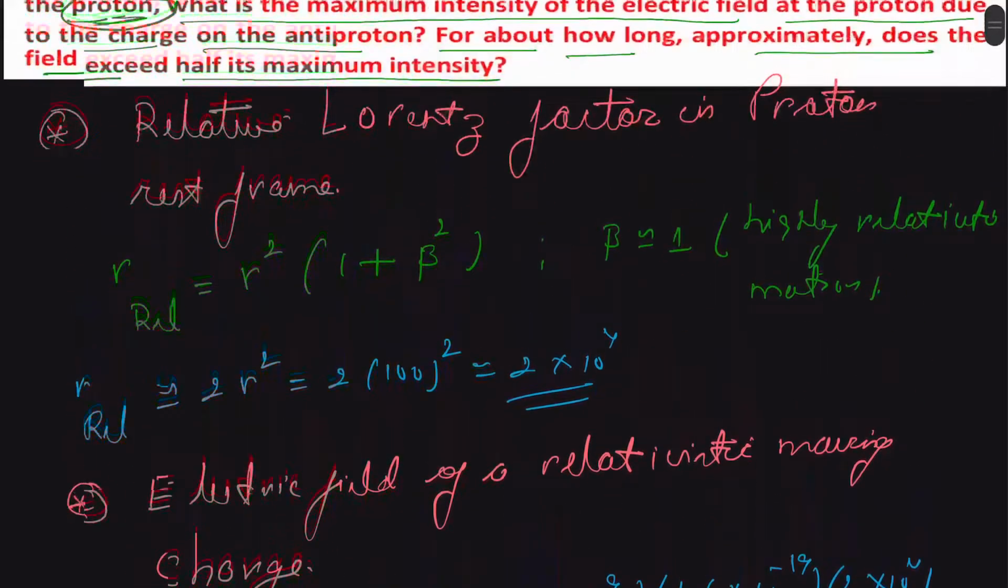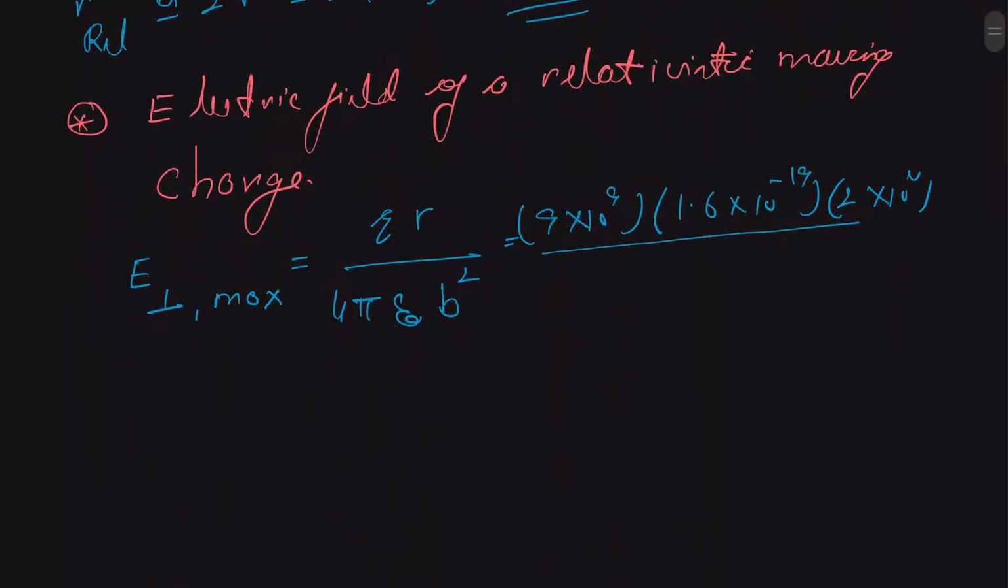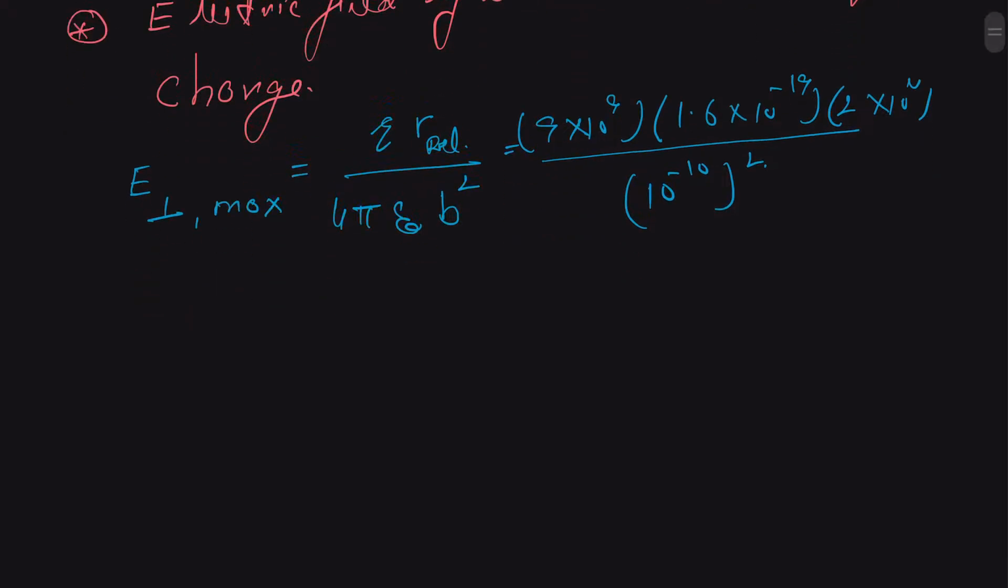This is gamma relative, and we are left with b square, that is the distance of closest approach, which is 10 to the power minus 10 and whole square. So we get this value approximately equal to 2.9 into 10 to the power 15 volts per meter.